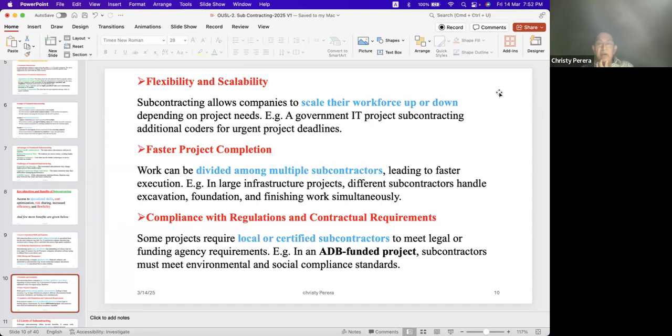Compliance with regulations and contractual requirements. Some projects require locally legally certified subcontractors to meet legal or funding agency requirements. Sometimes contractors need to meet some legal and funding requirements. In an ADB funded project, for example, subcontractors must meet environmental and social compliance standards. ADB and other funding agencies are also very keen about environmental issues.